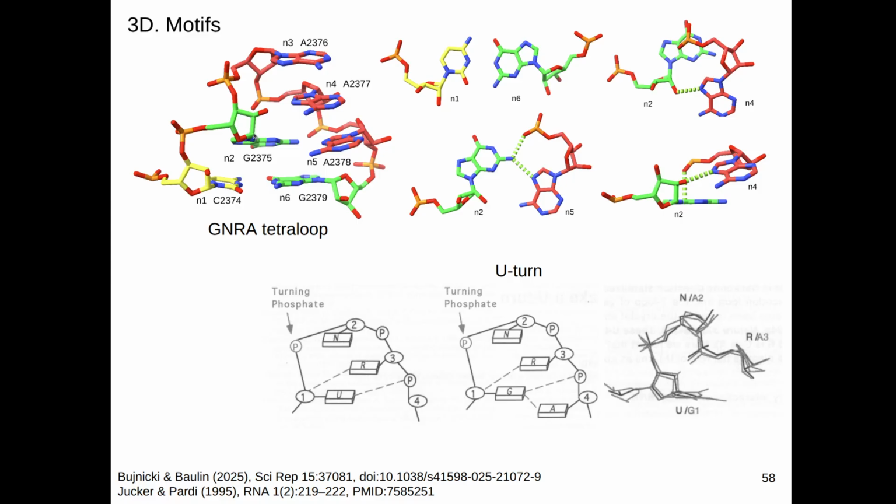So the first is always G, the second can be any nucleotide, the third is normally a purine R, and the fourth is most often adenine, so it's A. So this is why it's GNRA, and this is an instance of GAAA, which is an example of the GNRA pattern.